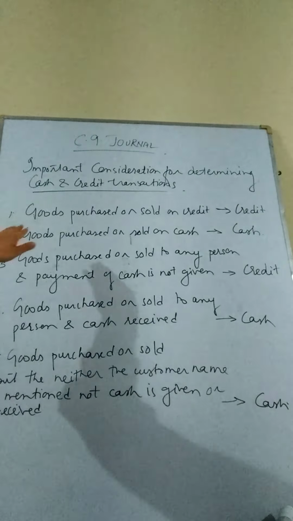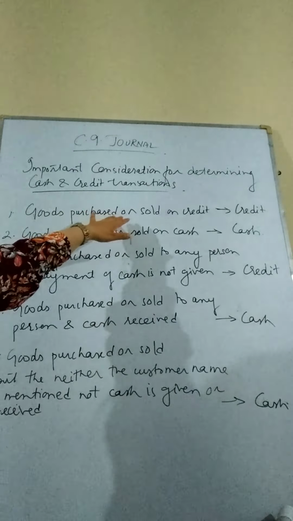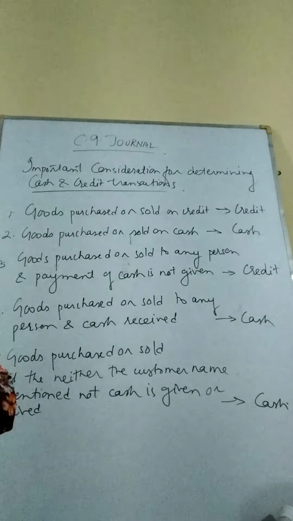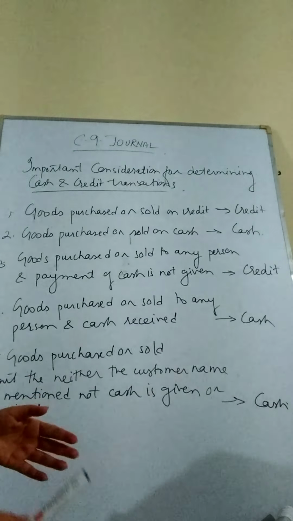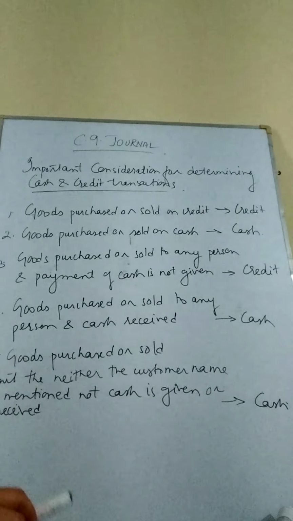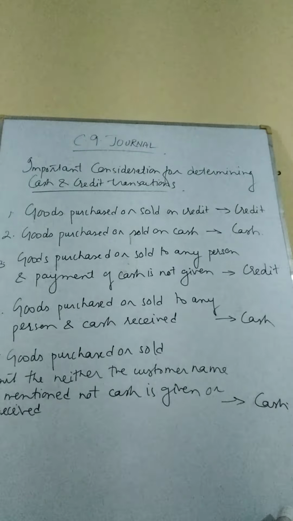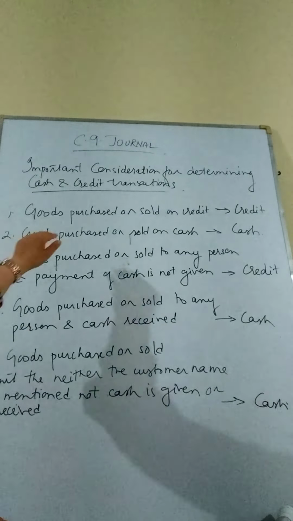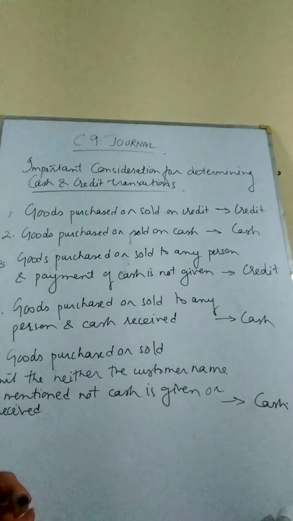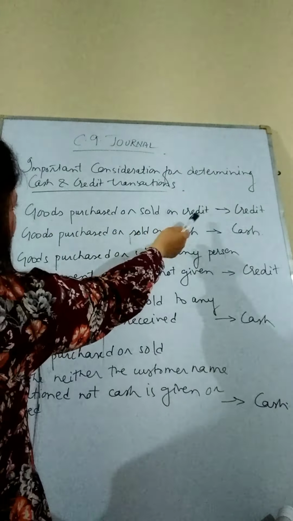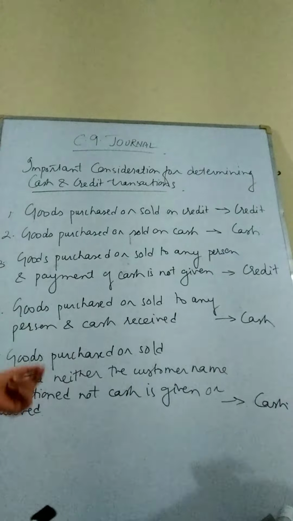First one is, if the goods are purchased or sold on credit. Credit means that you are not receiving payment at the moment when you are selling the goods. You are allowing the customer some time so that he can make the payment later on. So that is called goods on credit. In Hindi we say udhar pe goods dena. So goods purchased or sold on credit is a credit transaction.